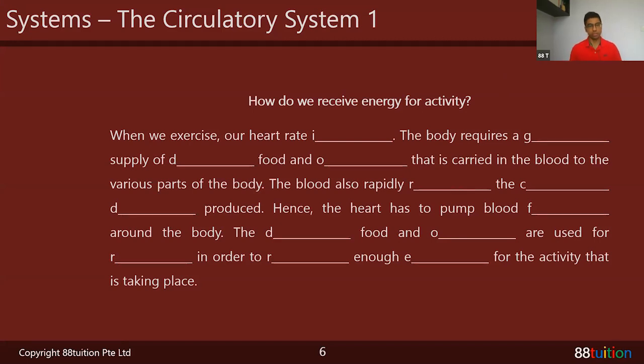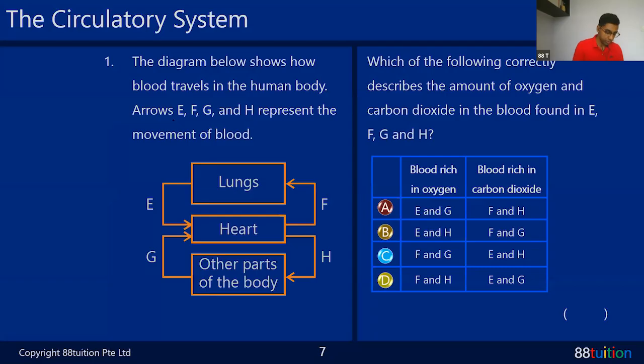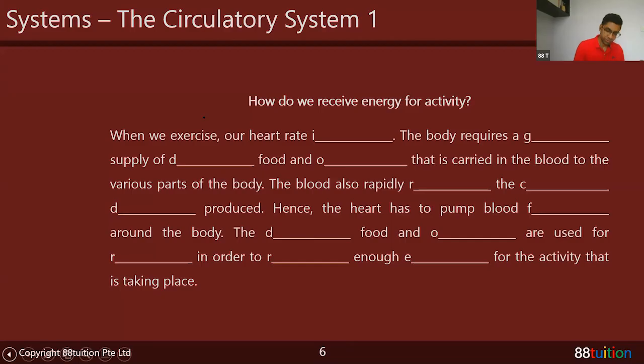When we exercise, this is why we are doing this, because of this word exercise. How does the heart rate increase when we exercise? Our heart rate increases. This is the first sentence. We always will write this down.